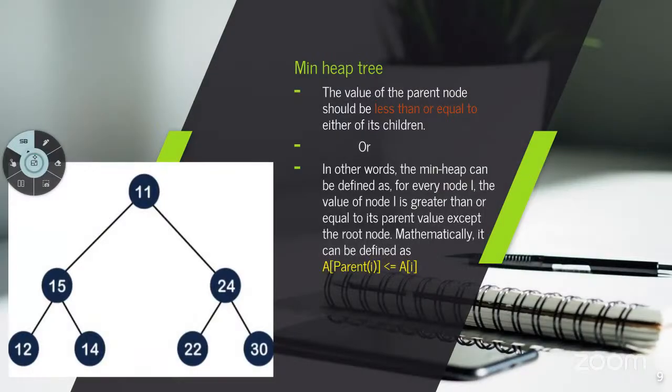In other words, in a min heap, the parent node should be less than or equal to either of its two children.